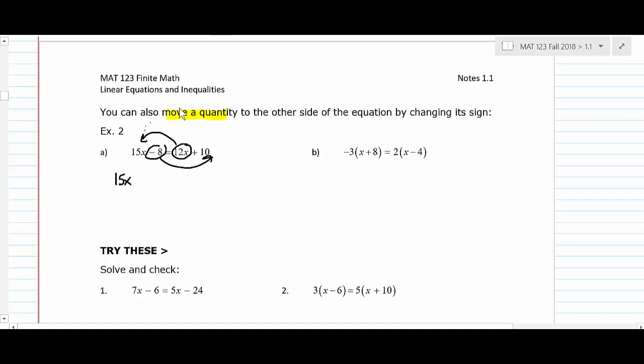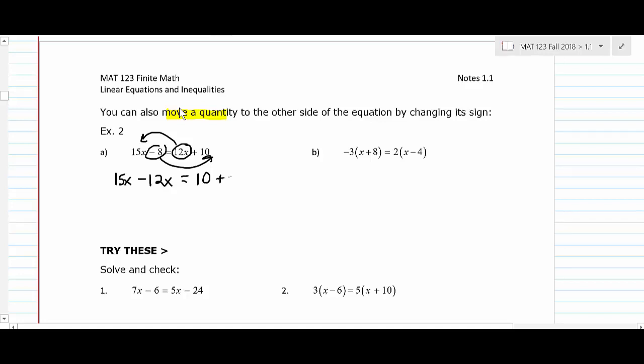Now, when you move the 12x, what happens to it? It's no longer 12x, it's minus 12x. So its sign changes. So if you want to do it this way, just be sure you change the sign. Okay? Now, I'm going to leave the 10 where it is. But when I move the minus 8, what does the minus 8 become?